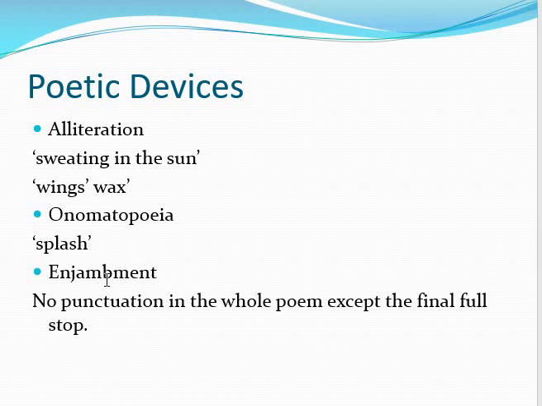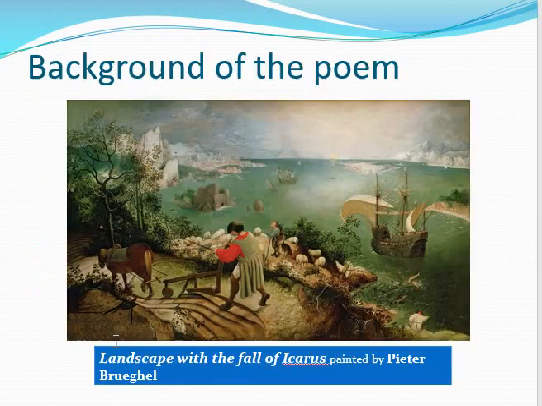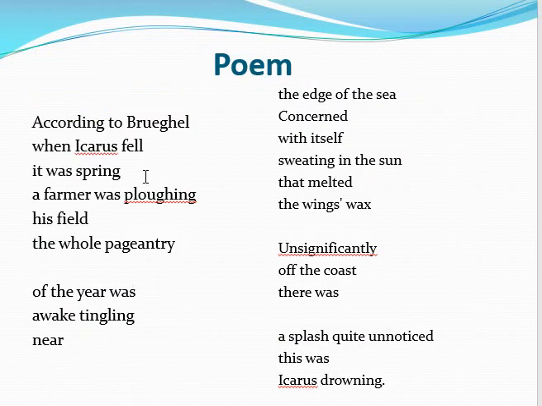Enjambment. As we read in the learning objective, we have to be able to talk about enjambment. Enjambment here means no punctuation in the whole poem except the final full stop. If you have a look at the poem once again, you cannot see any punctuation in the whole poem. There is no comma, there is no full stop. Only the final full stop at the last line you can see here.